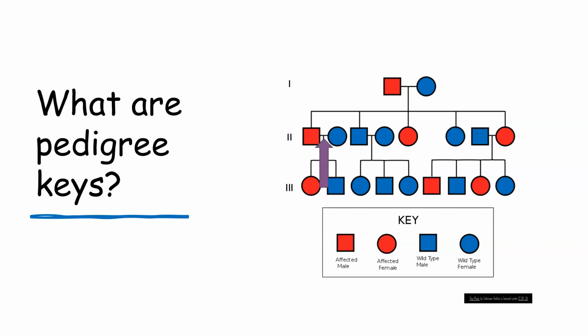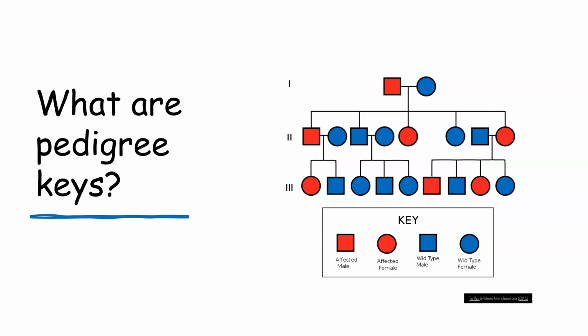Alrighty, what do all these lines mean? The horizontal line between two of the individuals, that's what we call the marriage line. Then the vertical line coming down from a marriage line, that's showing the offspring. And then that horizontal line connecting offspring shows siblings, so brothers and sisters.